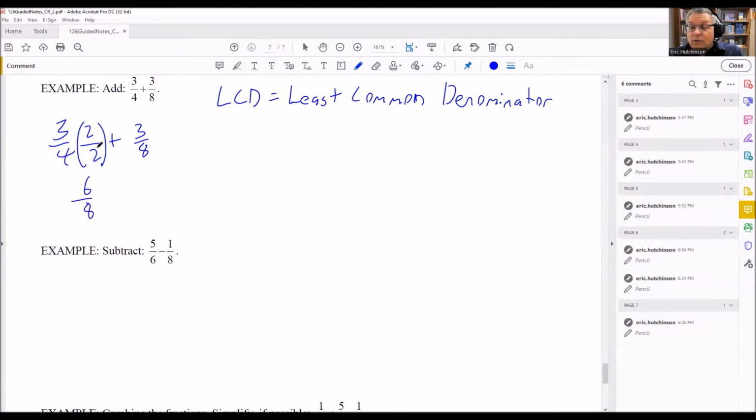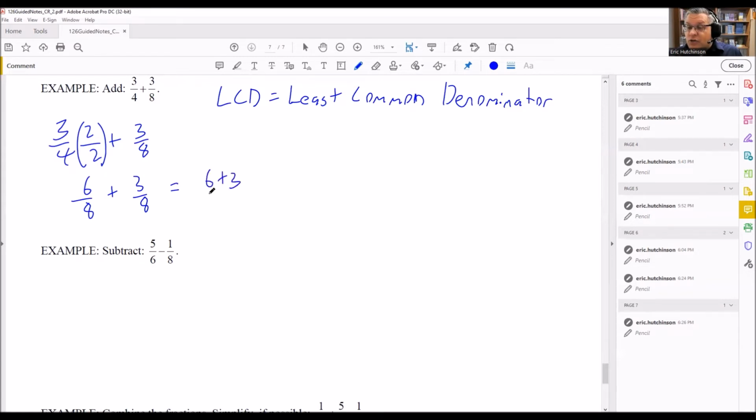Now we are going to multiply across the top, across the bottom, and you're going to get 6/8, because multiplication is the operation. Now for this first part, you remember order of operations, multiplication comes before addition and subtraction. So we're going to multiply first. And so now we end up with two fractions that have the same denominator. That now allows us to add these together.